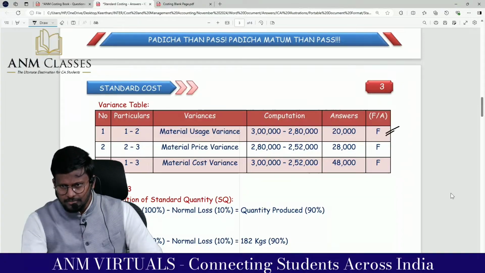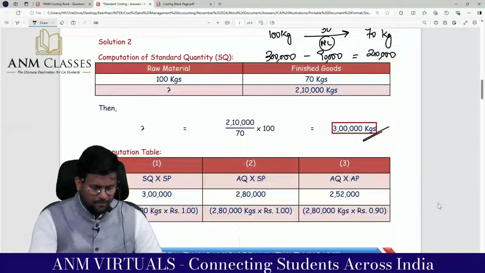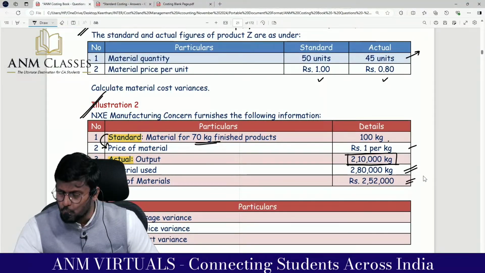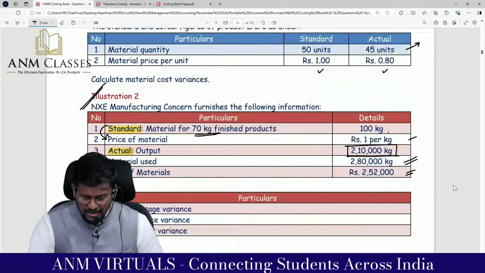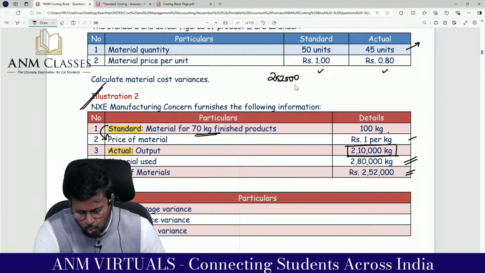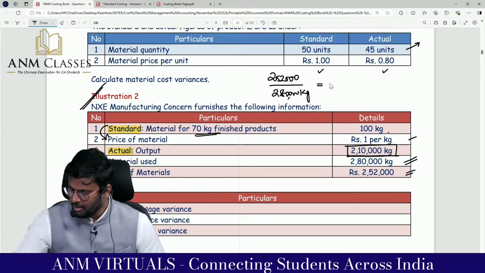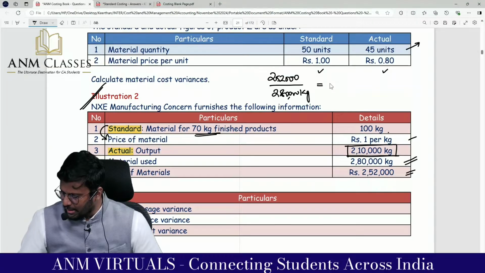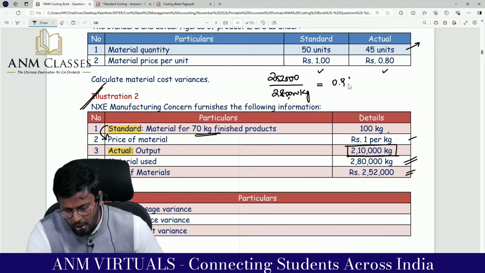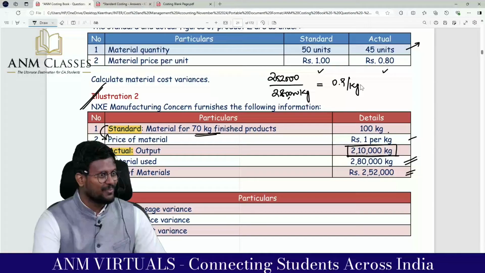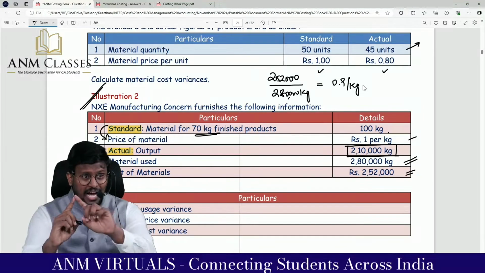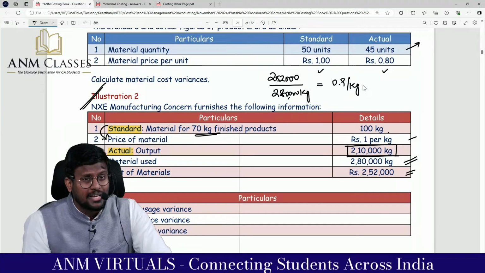Are you comfortable with the explanation? Look at the remaining part of the question. Cost of material: I have spent 2,52,000 for 2,80,000 kg. Clear? So 2,52,000 divided by 2,80,000 comes to 0.9 per kg. The standard price is 1 per kg, but the actual price is 0.9 per kg.